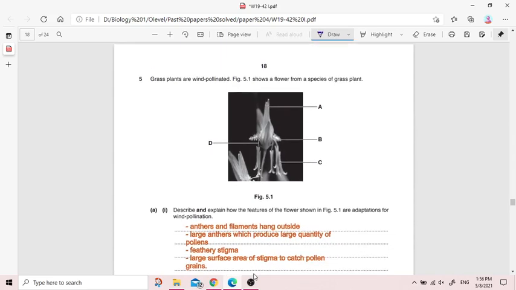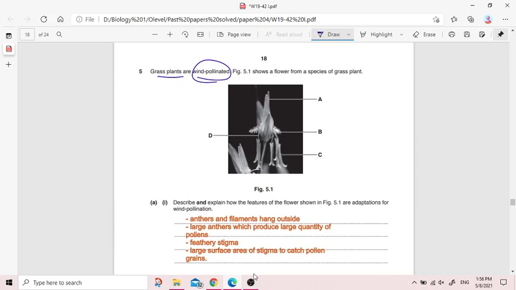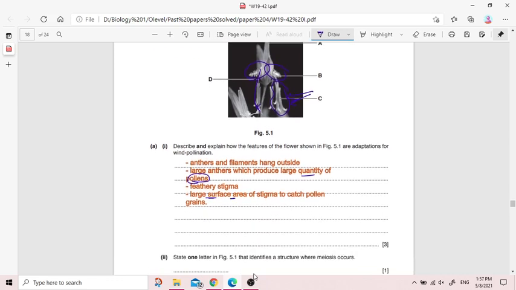Question number 5 was easy. It gives me grass plants, wind pollinated. It is obvious that they are wind pollinated. Describe and explain how the features are adaptations for wind pollination. So I should tell him the feature and how it helps. First, the anther and the filament are hanging outside of the flower and the anthers are large. Why? To produce a large quantity of pollen and to let the wind move the anther to give out pollen grains. What else? The stigma is feathery. It is hanging outside and it has a large surface area. Why? To catch the pollen grains that are carried by the wind.